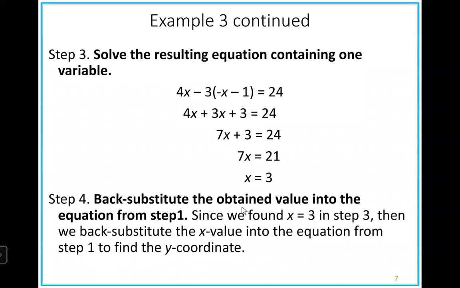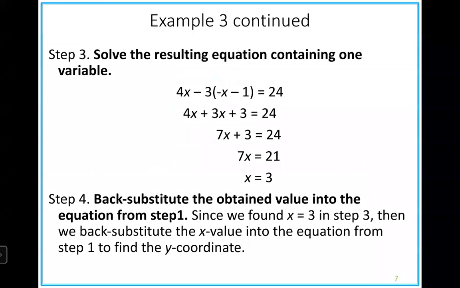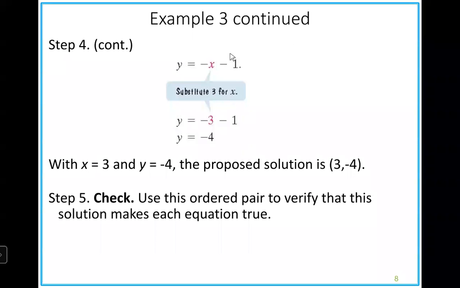So what they did, they went back to the first equation, which was y equals -x minus 1. Since we got that x is 3, we're going to put the 3 in place of x. So y equals -3 minus 1, y equals -4. So the answers would be x is equal to 3 and y is equal to -4.